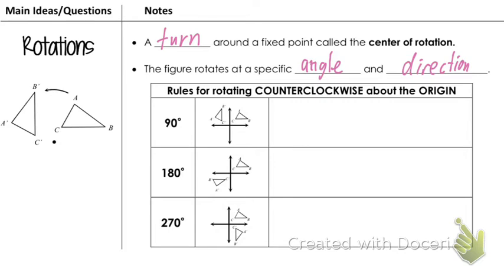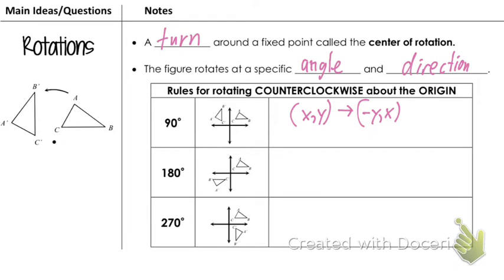For 90 degrees, if you take your original x, y, it yields negative y, x. You switch the spots, only the y becomes negative. We'll talk about why that is in a moment. But you switch the spots, and only the y becomes negative.